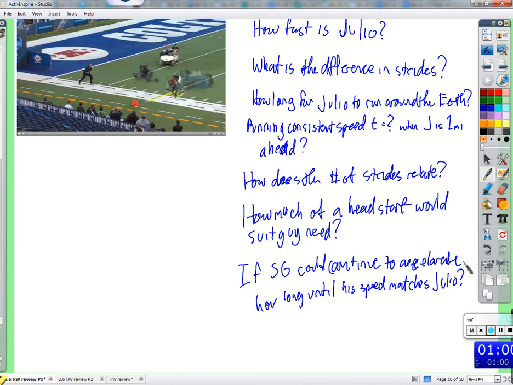I'm just going to be biased here. I'm going to pick the question that I want to ask, because it fits what we're trying to learn. It is the question that occurred to me when I watched this video. How much of a head start would the suit guy need in order for them to reach, say, 50 yards at the same time? How many yards would he need to head start up?